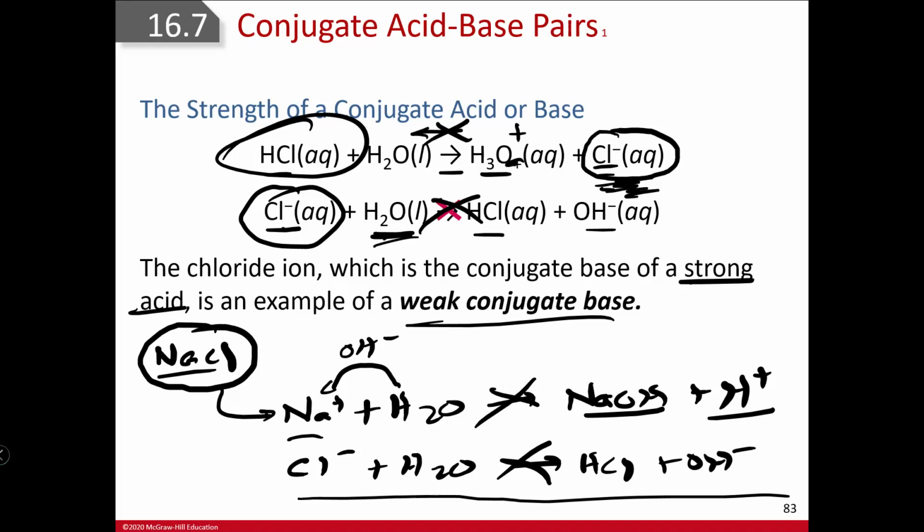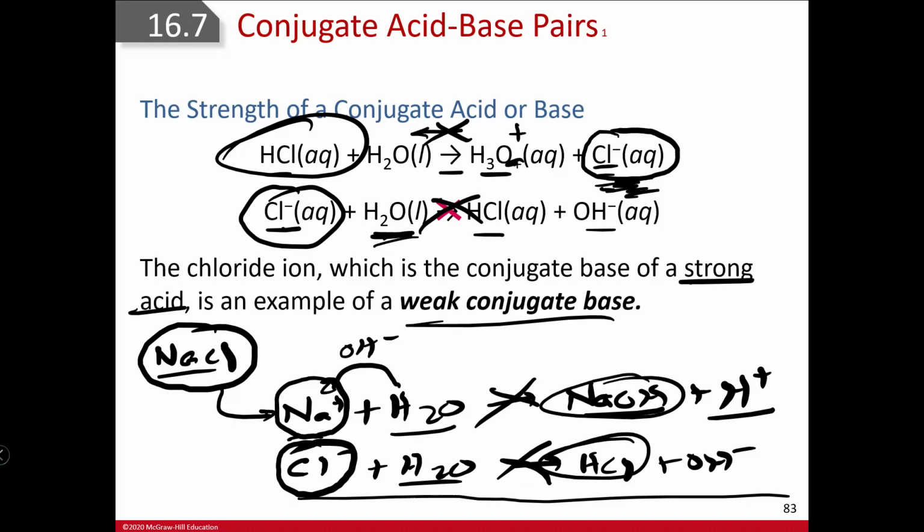And again, the reason why is because the conjugate acid of sodium hydroxide and the conjugate base of the hydrochloric acid will not react with water and form a strong base or a strong acid. That's not going to happen. Leaving us with, if this happened, it would be an acidic solution. If this happened, a basic solution.